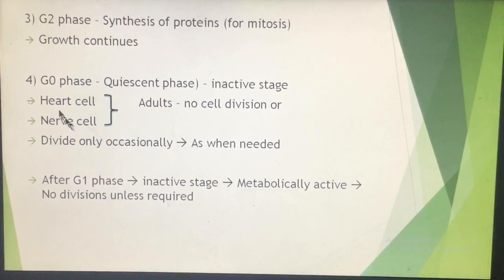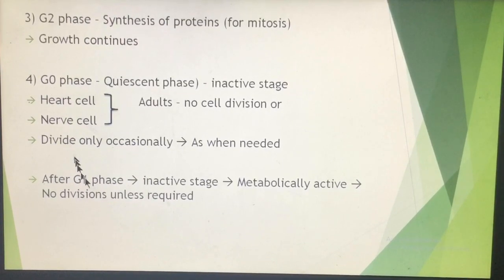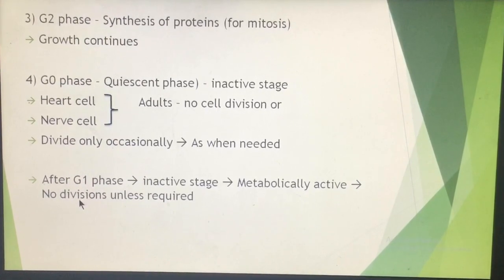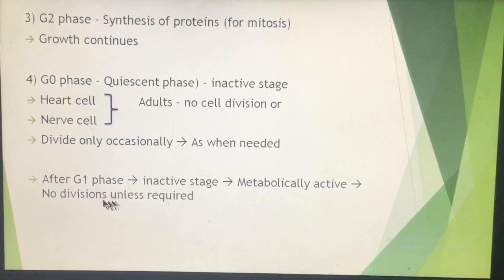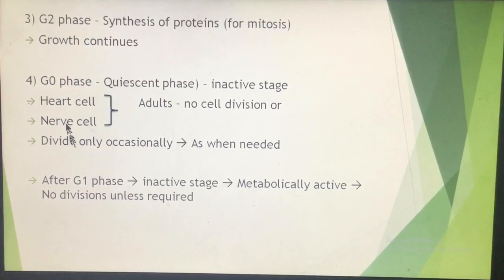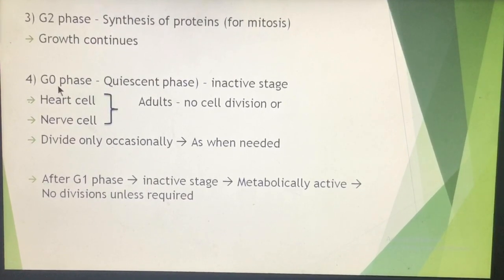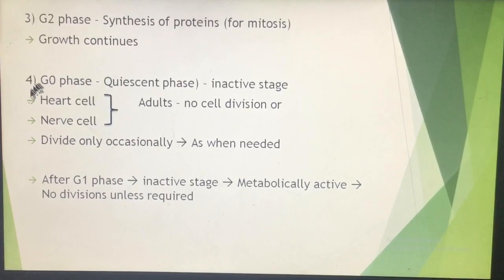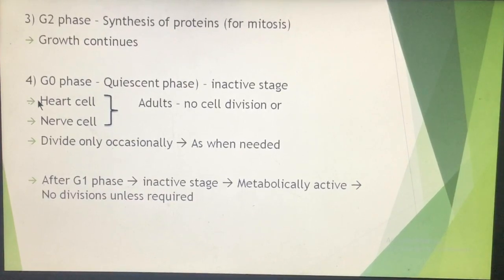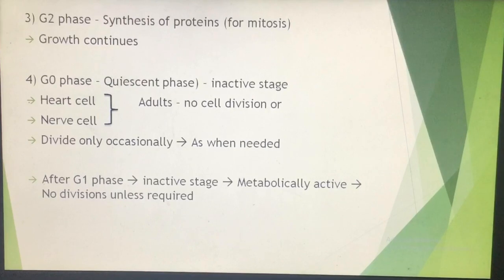But remember, if a cell is in the G0 phase, its cell division does not take place unless it is required. When there is a need for cell division, then the cells which are in the G0 phase start dividing. But there are certain cells in our body, like the human heart cell and the nerve cell, which don't divide at all. So this is what the interphase is.